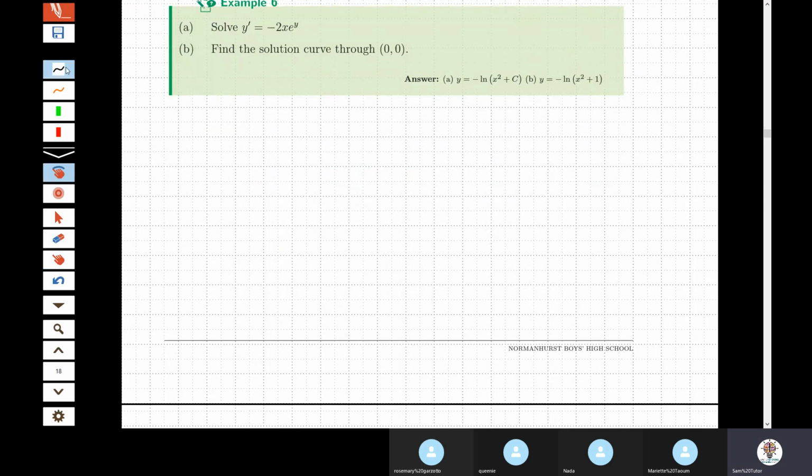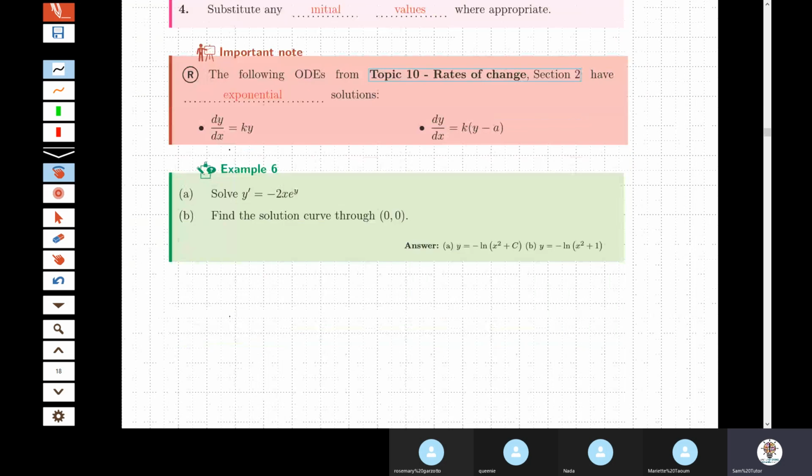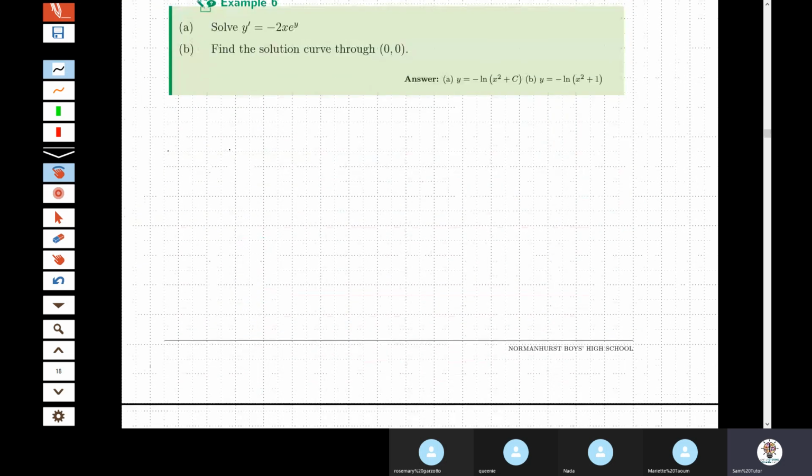Solve y dash equals negative 2x e to the y. What am I going to change y dash to? Sorry, page 18. Okay, found it. I think change it to dy dx. Don't use y dash. You'll confuse yourself.